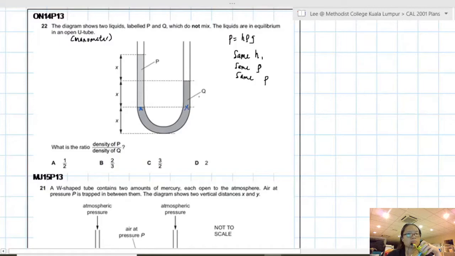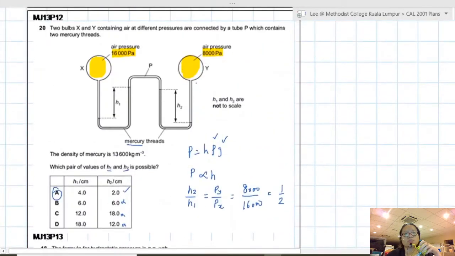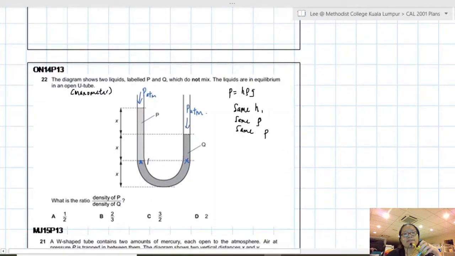same height, same density, will have the same pressure. So I'm going to take these 2 points because they are at the same height, so they should have the same pressure because they are inside the same liquid. Okay, so now open end, so got atmosphere. Just now the previous one with the yellow gases, closed end, no atmosphere, okay?